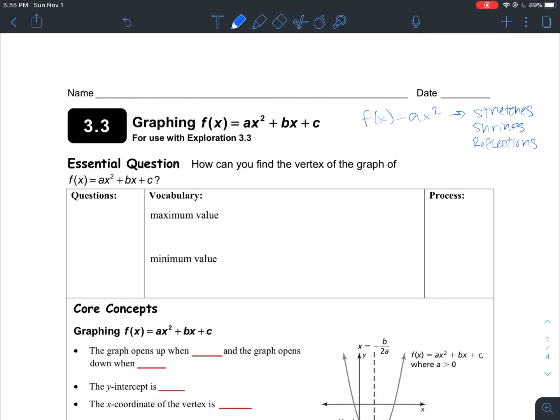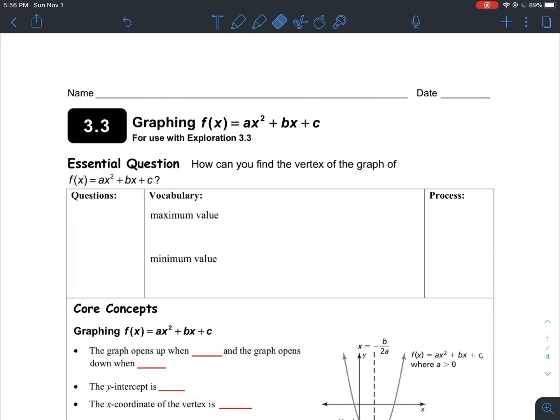And then we also talked about how to graph f of x is equal to ax squared plus c, where we contained all the stretches, shrinks, and reflections, but we also talked about how c shifts the graph. So this is a vertical shift, up or down. And we talked about how that works.